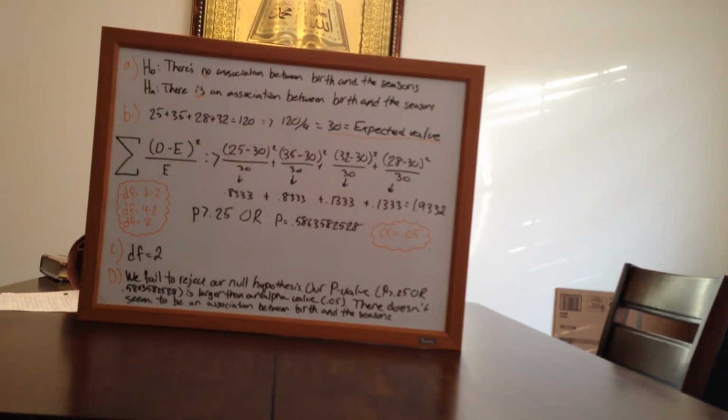So D, what do you conclude about the null hypothesis at alpha value of 0.05, as we put right there? We would fail to reject our null hypothesis because our p-value, either one, is larger than our alpha value, 0.05. There doesn't seem to be an association between birth and the seasons.